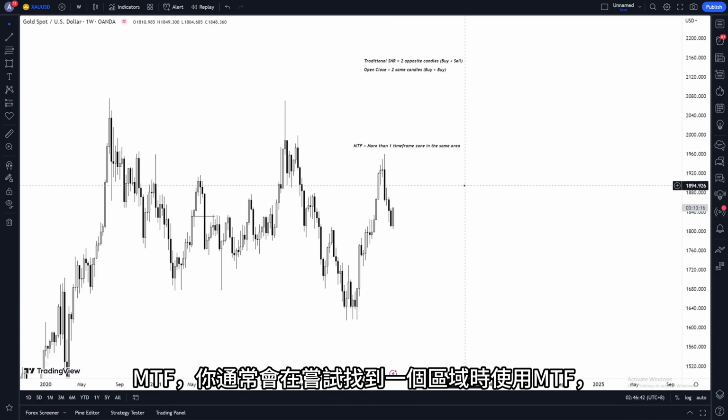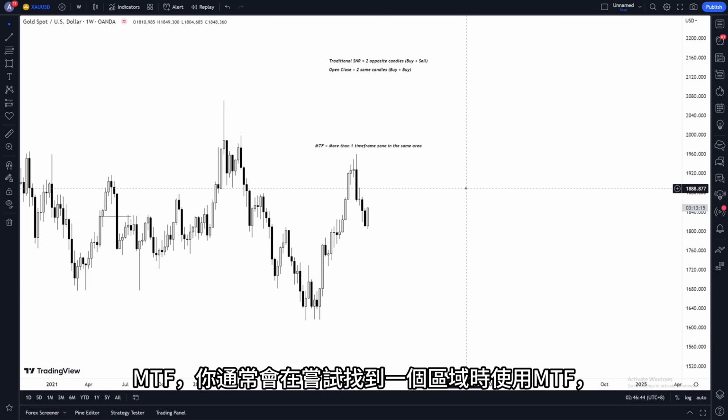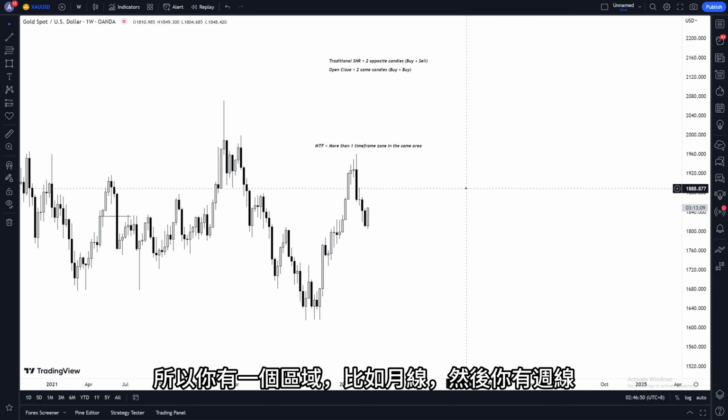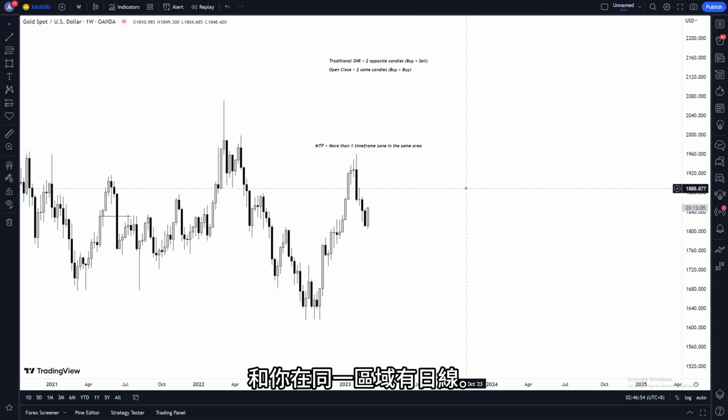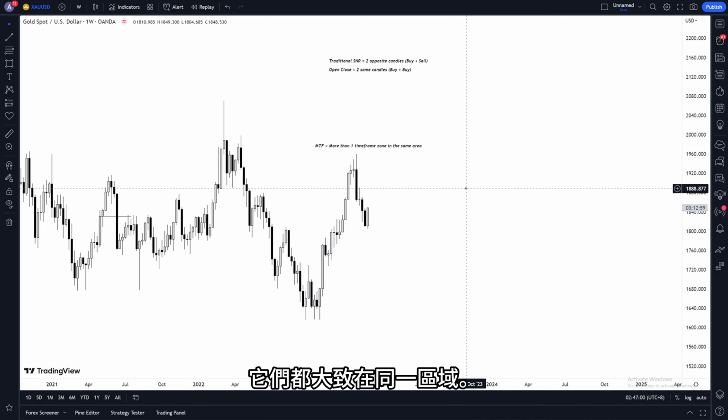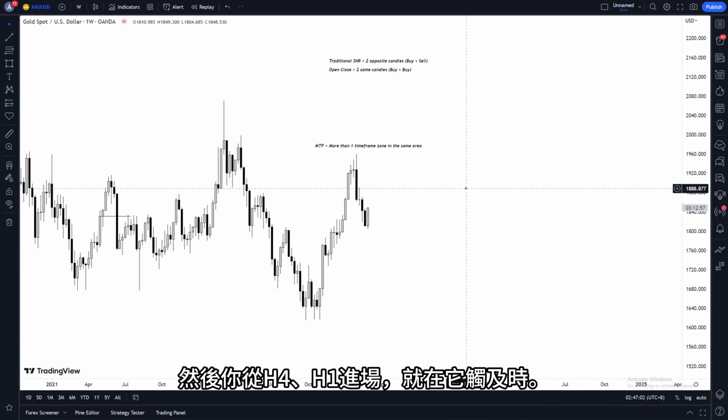You will usually use MTF when you're trying to find an area which has multiple time frames with the same zone in the same area. So you have one area, let's say monthly, and then you have the weekly, and you have the daily in the same area. And then from the weekly daily, you go and refine some more, H4, H1, and they're all sort of roughly in the same area. Then you enter from the H4, H1 just when it touches.